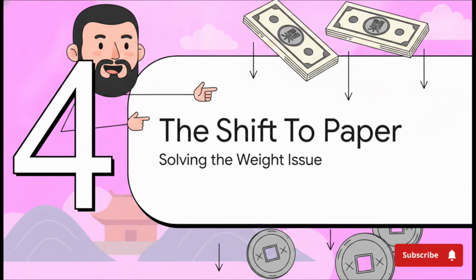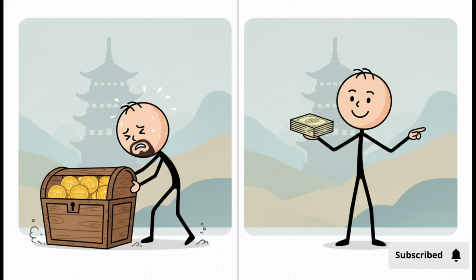Solving the weight issue. To solve that heavy metal problem, an ingenious solution emerged from ancient China. During the Tang and Song dynasties, people began using paper money instead of relying purely on heavy metal coins. It was an absolute game changer. Paper money was significantly lighter and vastly easier to transport over long distances than dragging around huge chests of heavy coins. It fundamentally changed the speed and scale of human commerce forever.